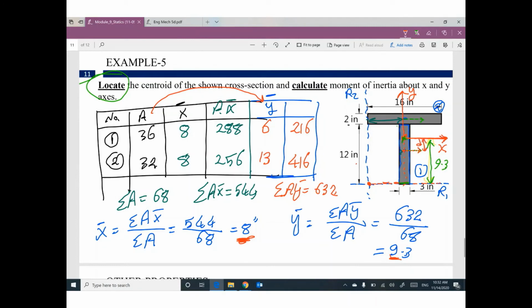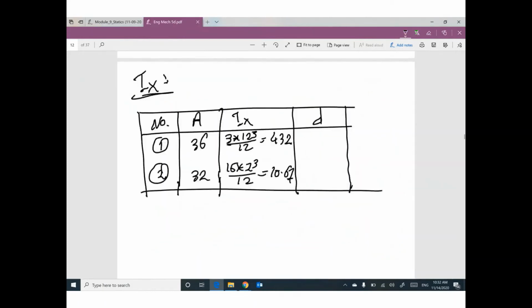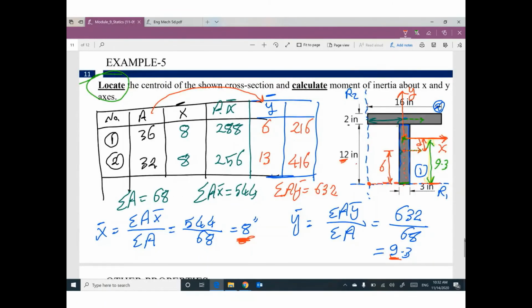This distance can be 9.3 minus 6. 9.3 is the vertical distance between the actual x-axis and the horizontal reference. This distance was 6, half of 12. If you subtract both of them, you can figure out the value of the distance, 3.3. For part number 2, you assumed the x-axis is here, but actually the actual x-axis is there. So we have a distance in between.